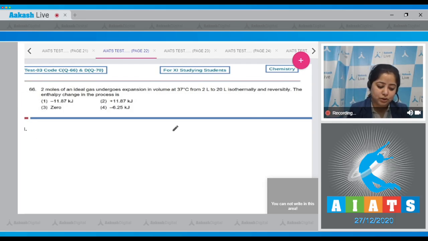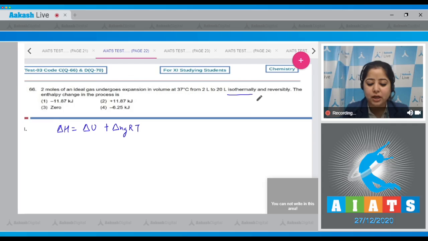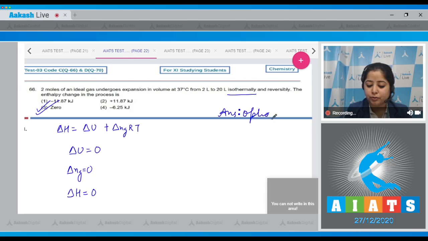Students, for this question, first of all, I'm writing the formula to calculate enthalpy. So delta H is equal to delta U plus delta ng RT. Since we are given an isothermal process, and as we all know that internal energy is a function of temperature, that means delta U is equal to 0. Also, delta ng is equal to 0. That means delta H is equal to 0. So the correct answer is option number 3.